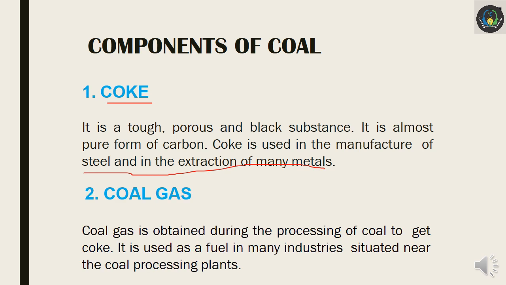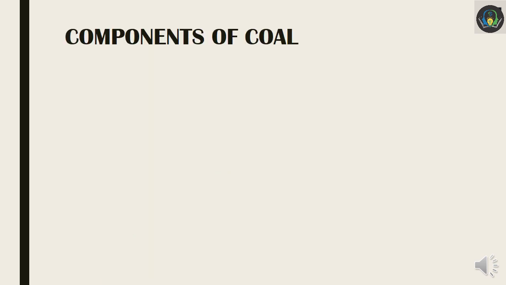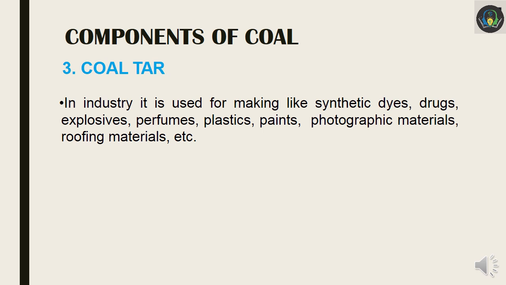Component number 2, coal gas, the one which we were getting at last, the gas, right? Now coal gas is obtained during the processing of coal to get coke. It is used as a fuel in many industries which are located nearby the coal processing plants. And the third component that we were getting was coal tar. In industries, it is used for making various things like synthetic dyes, drugs, explosives, perfumes, plastics, paints, photographic materials, roofing materials, and so on.